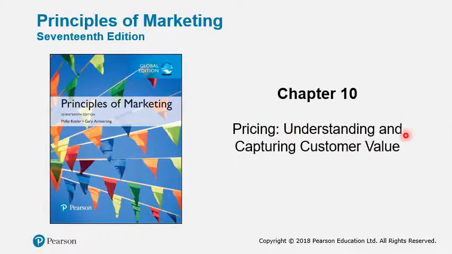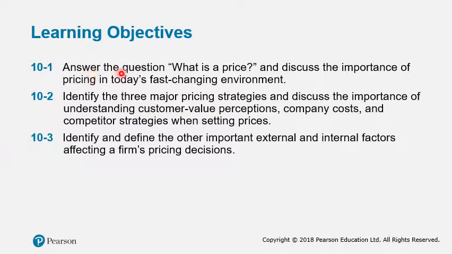Now the learning objectives include to answer the question what is a price and discuss the importance of pricing in today's fast changing environment. Secondly, to identify the three major pricing strategies, and then we're going to discuss the importance of understanding the customer value perceptions, company costs, and also competitor strategies when setting the prices. And the third part of this chapter will be on identifying and defining the other important external and internal factors affecting a firm's pricing decision.